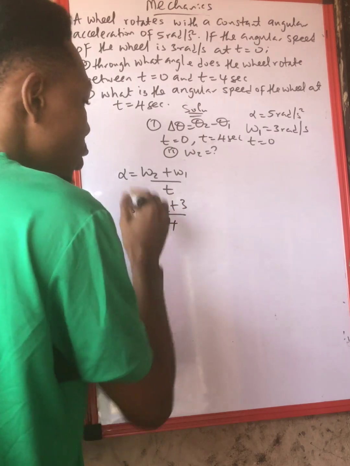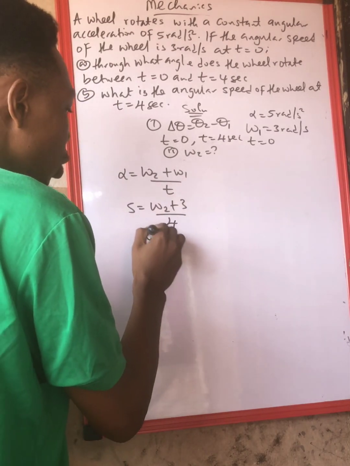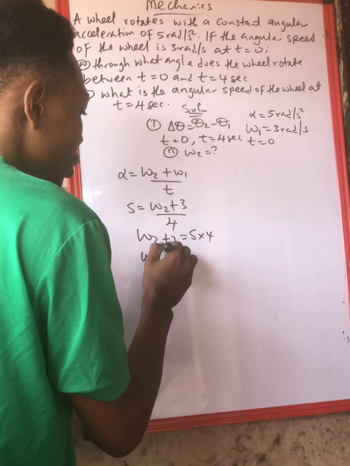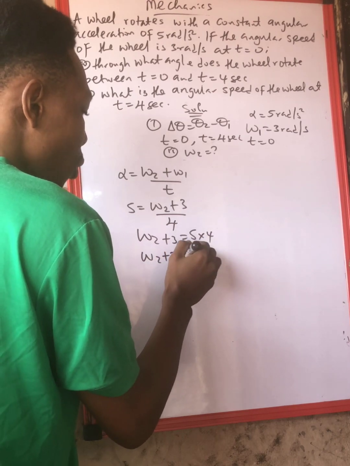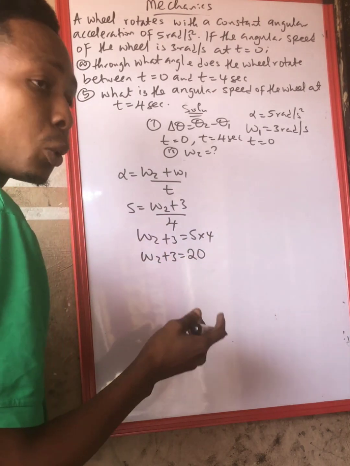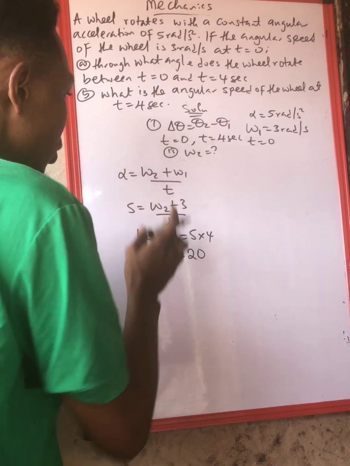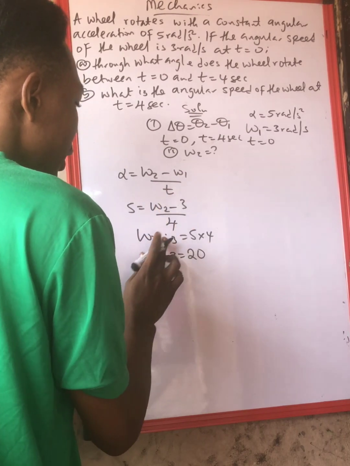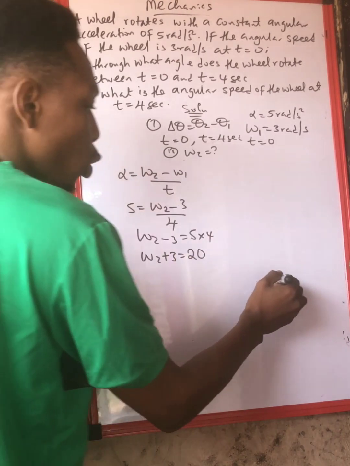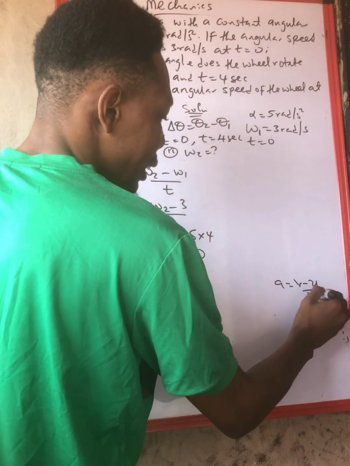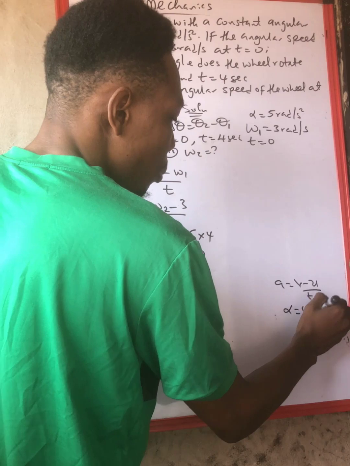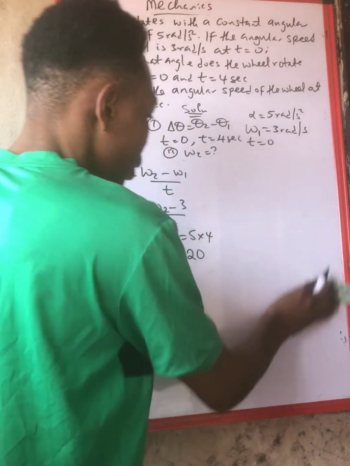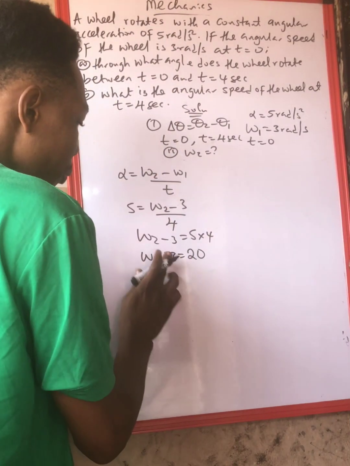What do you do? You cross multiply. It becomes W2 plus 3 equals 5 times 4, which will give us 20. What do you do? You collect like terms. Sorry, this one is negative. I'm sorry. It's W2 minus W1. This formula was gotten from here: A equals B minus C over T, where A is alpha, and it is W2 minus W1 over time. So I'm very sorry for that little error.